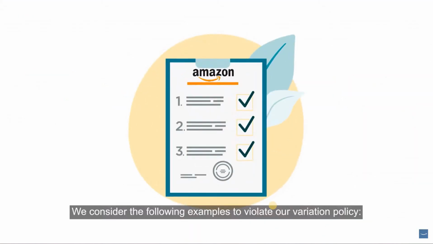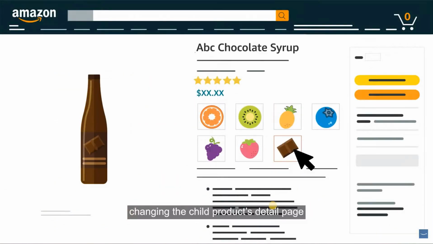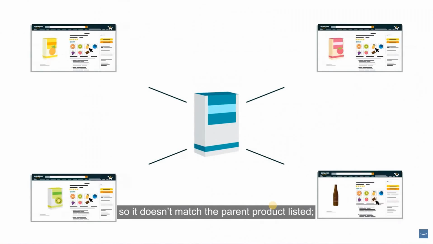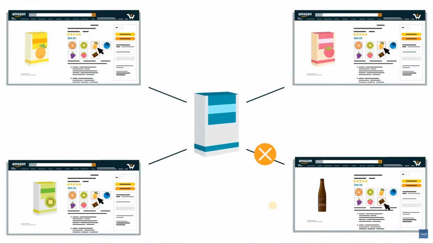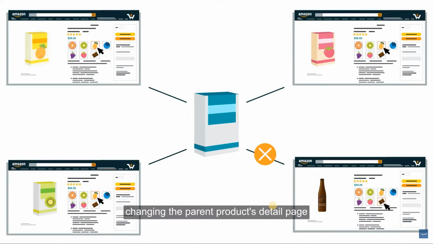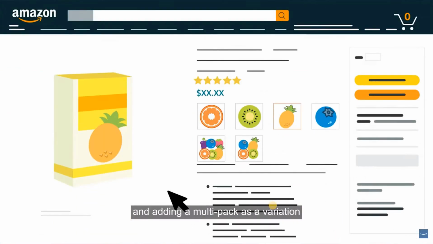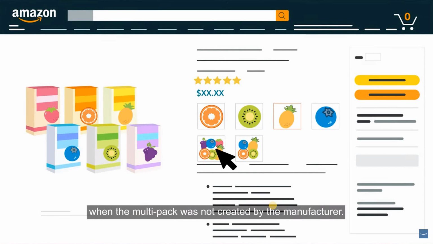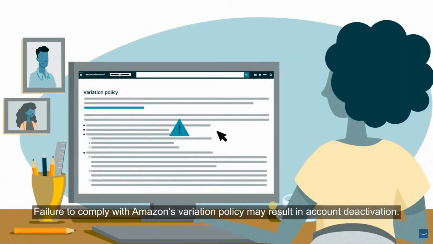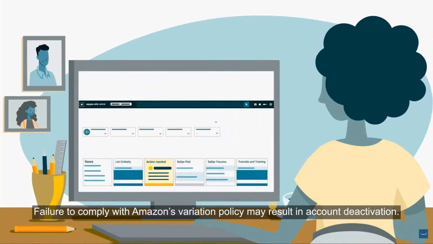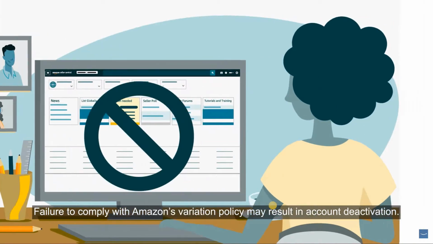We consider the following examples to violate our variation policy. Changing the child product's detail page so it doesn't match the parent product listed. Changing the parent product's detail page so it no longer matches the child product listed. And adding a multi-pack as a variation when the multi-pack was not created by the manufacturer. Failure to comply with Amazon's variation policy may result in account deactivation.